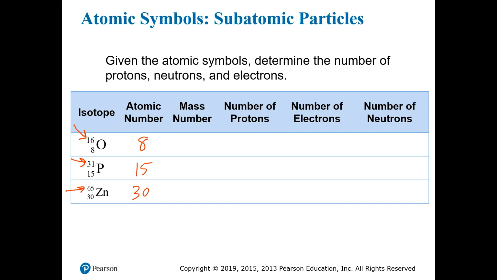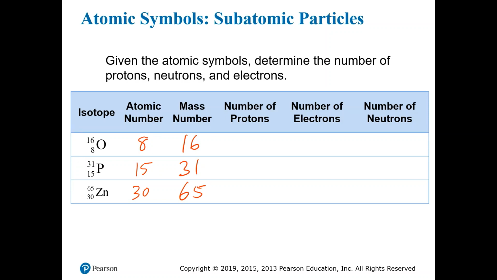Okay? So here we have 16 is the mass number for this particular isotope of oxygen, 31 for this particular phosphorus, and 65 for this particular zinc. Now again, I say these particular ones because not every oxygen atom has a mass number of 16. So if you want to know the mass number, you have to be given a symbol like this, an isotope symbol like this, or told the information in some other way.